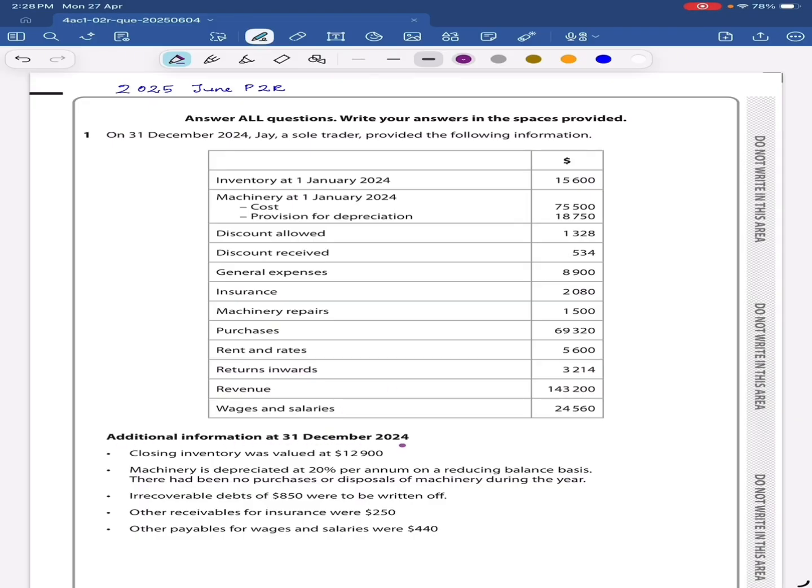Additional information: as of 31st December 2024, closing inventory was valued at $12,900. Machinery is depreciated at 20% per annum on a reducing balance basis. There had been no purchases or disposals of machinery during the year. Irrecoverable debts of $850 were to be written off. Other receivables for insurance were $250. Other payables for wages and salaries were $440.